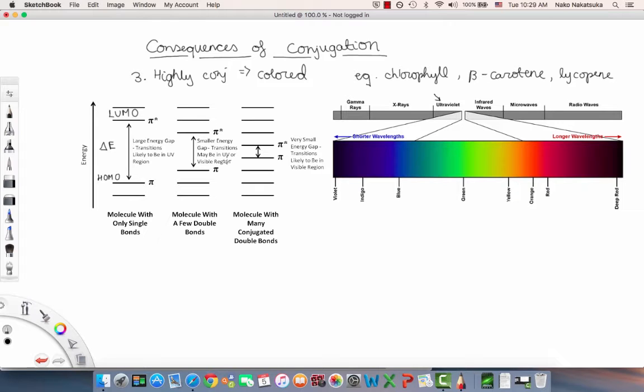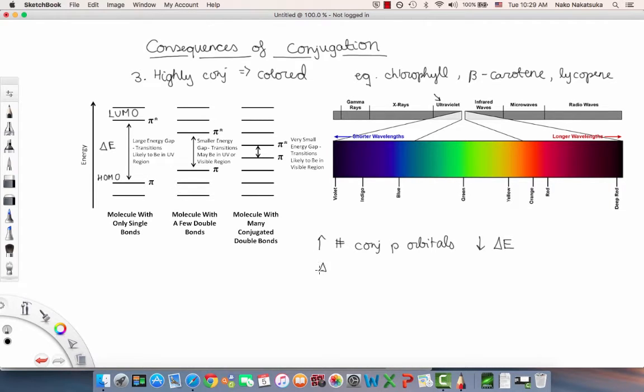For a molecule with a few double bonds, the energy gap becomes smaller, but this region is still in the UV or the visible region. Finally, when we get to molecules with many conjugated double bonds, this gap is so much smaller. So this very small energy gap is likely in this visible region, which results in all of the different colored molecules. And so when you increase the number of conjugated orbitals, you decrease the delta E, or the difference in energy between the LUMO and the HOMO orbitals.